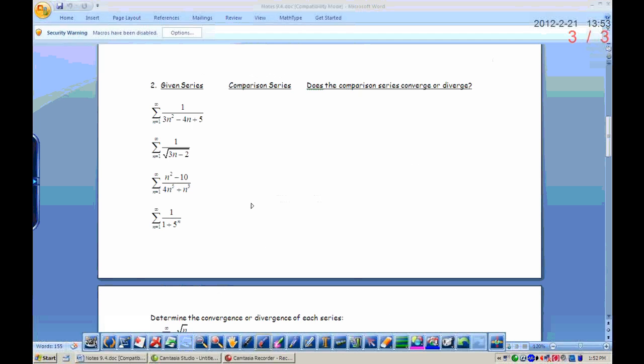All right, so in this next section, I just want to look at some more complicated series and figure out what we would compare them to. If you were to completely strip down this first series and make it into a p-series, what's the simplest p-series that you think we could deal with? Right. It's 1 over n squared. You take away all the coefficients and anything other than the highest exponent. Does 1 over n squared converge or diverge? It converges. It's a convergent p-series.